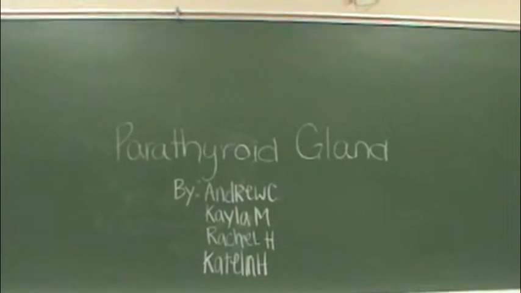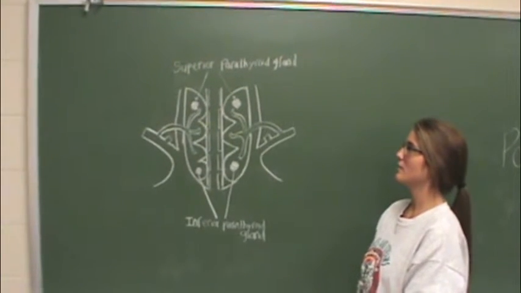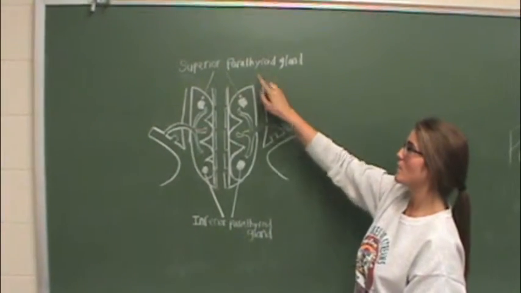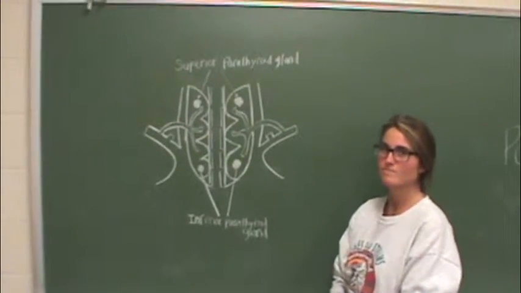Parathyroid gland. The parathyroid gland is located on the posterior side of the thyroid gland. There are two at the top, which are the superior parathyroid glands, and the two at the bottom, which are the inferior parathyroid glands.